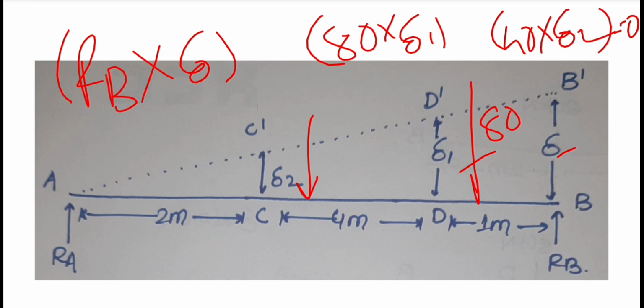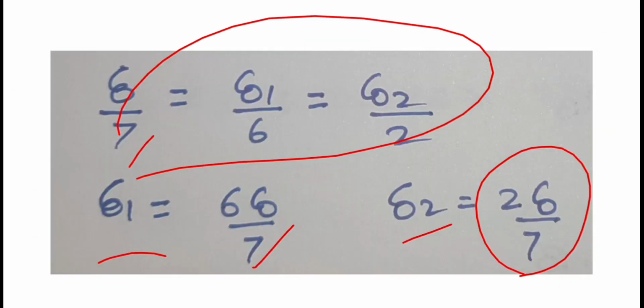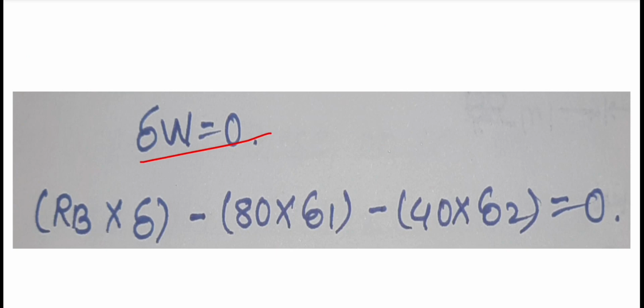Here the displacement is in upward direction and RB is also in upward direction, so this RB into delta is positive. At point D, the 80 kilonewton force is in downward direction, but the displacement is upward, so this will be negative. Same in this case, it is 40 kilonewton in downward direction, but the displacement is upward, so this will be negative. So we get this type of equation. Virtual work done equal to 0. So RB into delta minus 80 into delta 1 minus 40 into delta 2 equal to 0.